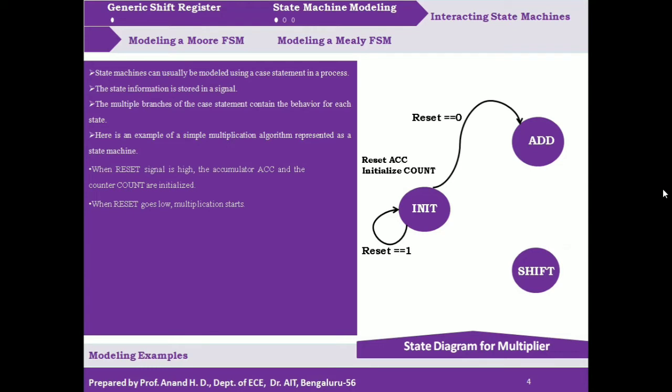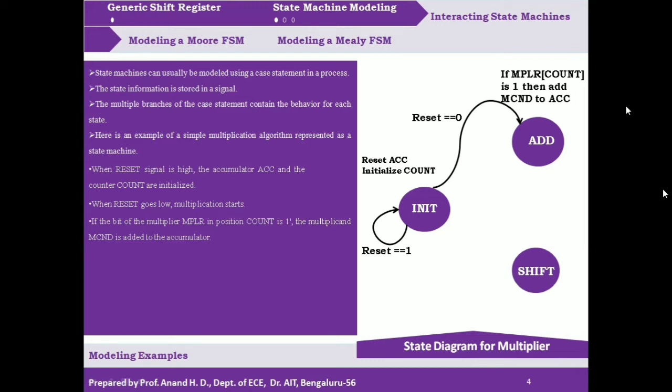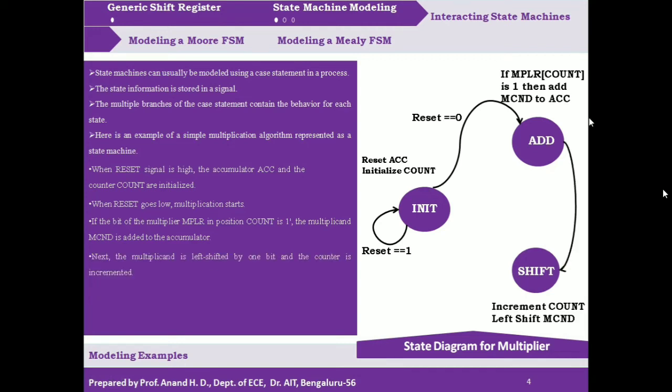In the add state, it is going to check whether the multiplier bit pointed to by the count is equal to 1, and if it is 1, then only the multiplicand will be added to the accumulator content. Otherwise it will not be added. After that, there will be a state transition to the next state, that is the shift state. Here the multiplicand will be left-shifted once, and then the count value will be incremented by 1.